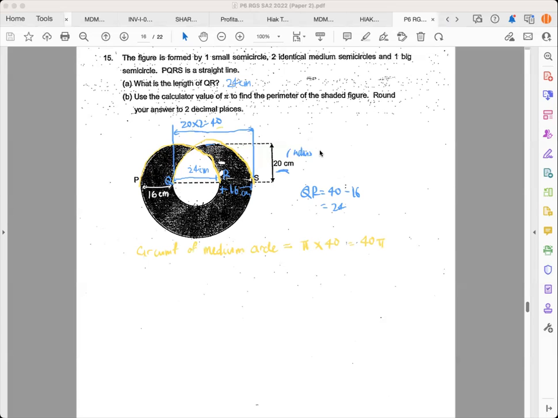Now, the perimeter also consists of this, which is the circumference of a small semicircle. The circumference of the small semicircle will equal half times pi times the diameter of the small semicircle, which is 24. So that gives you 12 pi.